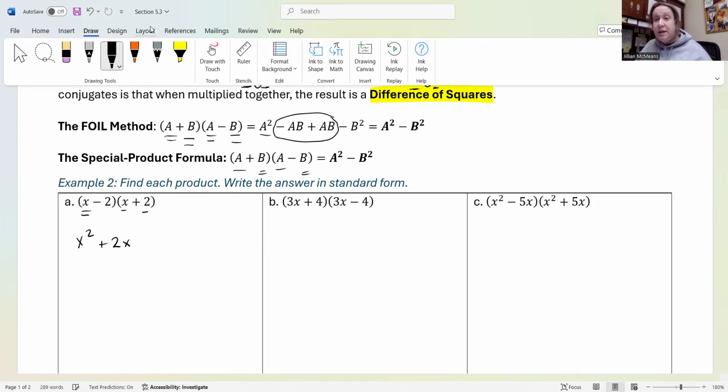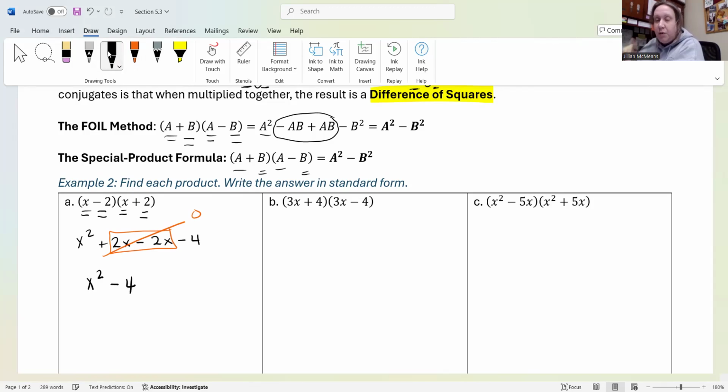We now want to look at the inner terms. That's going to be negative 2 times x. So negative 2 times x is negative 2x or minus 2x. And then finally, we want to look at the last terms, which would be negative 2 times positive 2, which is going to be minus 4. Now, what do you notice here about these middle terms? Well, I have 2x minus 2x. That cancels out to just become 0. And when we add in a 0, nothing happens. So at the end of the day, we're left with x squared minus 4.